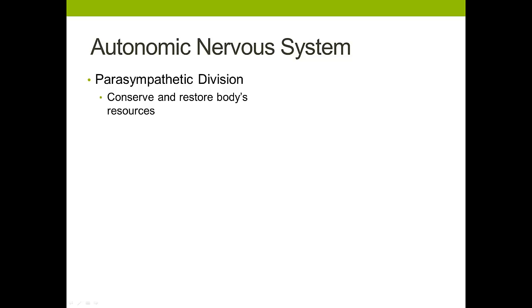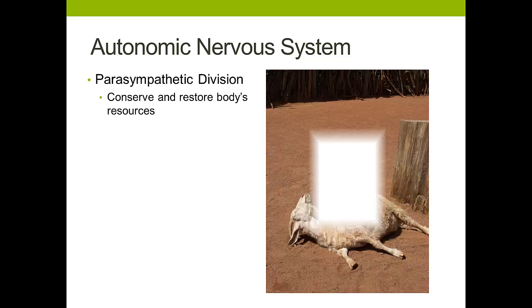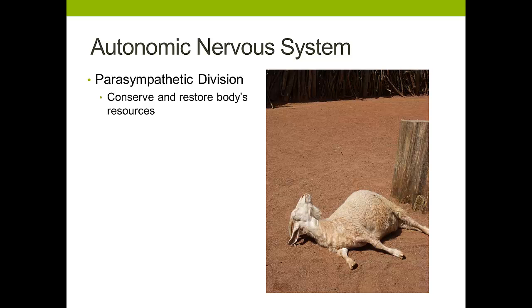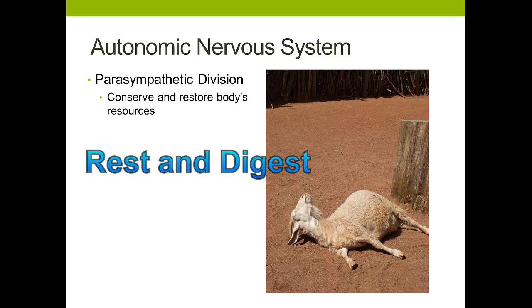The parasympathetic nervous system, on the other hand, is referred to as the rest and digest system. It would be stimulated when there are minimal stressors to the body and nutrients are widely available. For example, this relaxed goat at a petting zoo after a meal would be largely experiencing parasympathetic drive. The goal of the parasympathetic division of the nervous system is to conserve and restore the body's resources.